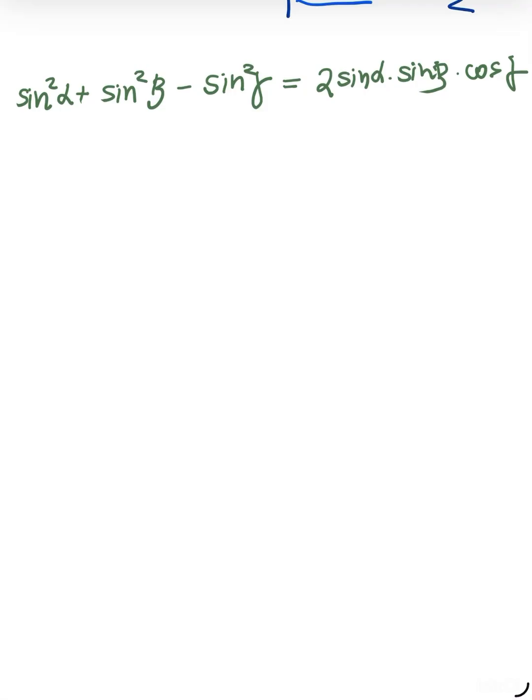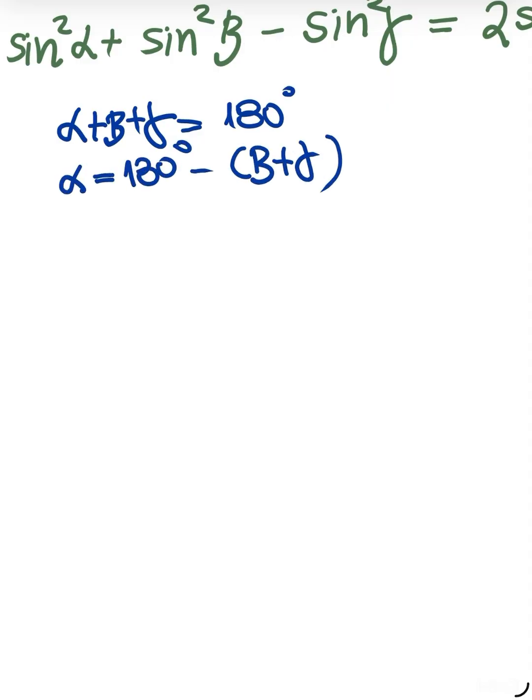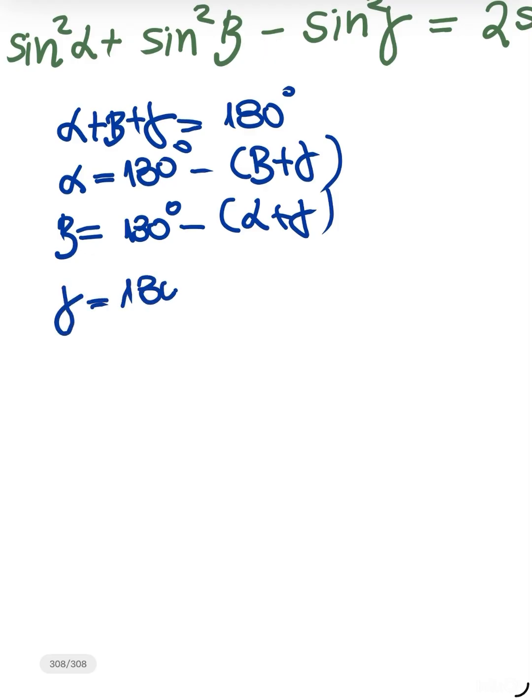When we have three angles, alpha plus beta plus gamma, and we add them, they should add up to 180 degrees. Or, if you want to present one of the angles, we should subtract the other two from 180 degrees. So, for example, alpha is equal to 180 minus (beta plus gamma), or beta is equal to 180 degrees minus (alpha plus gamma), or gamma is equal to 180 degrees minus (alpha plus beta).